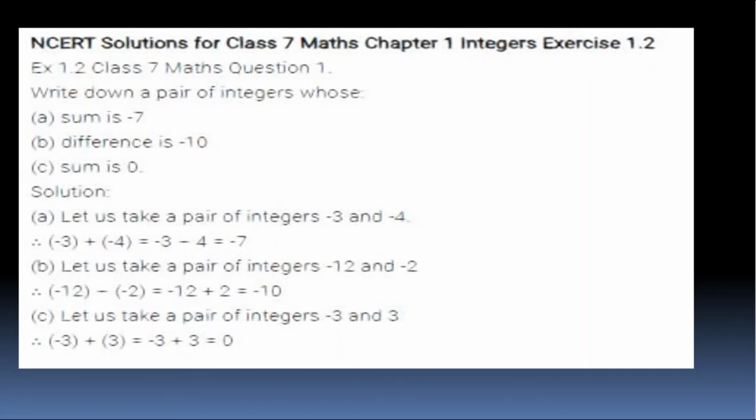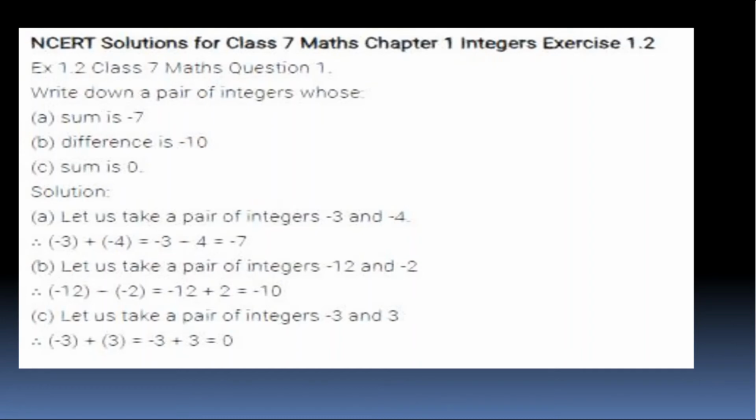In this, write down a pair of integers whose sum is -7. Let's take the pair of integers -3 and -4. If they are being added, we will add both the numbers and get the sign of subtraction. So the answer is -7.